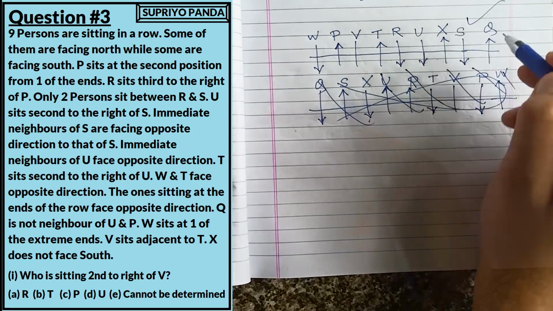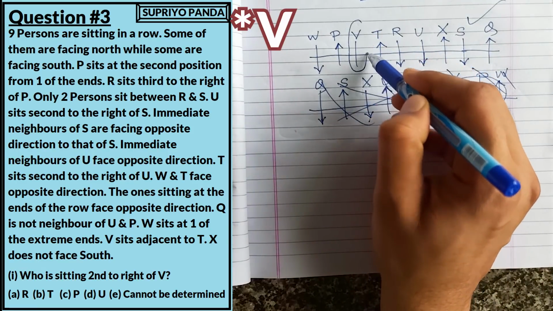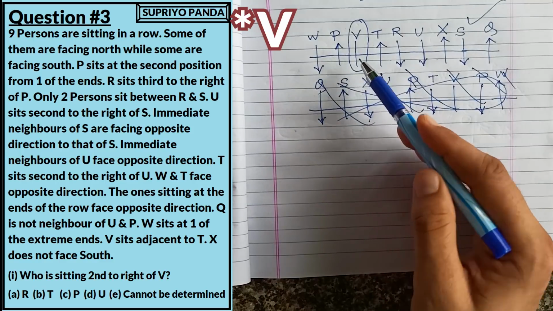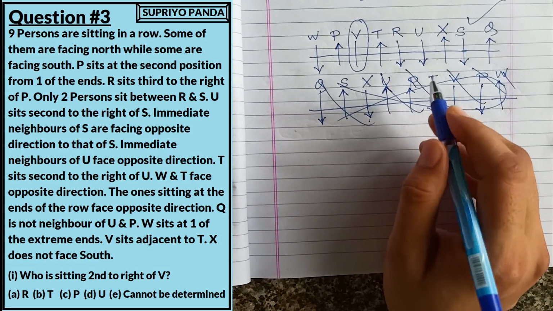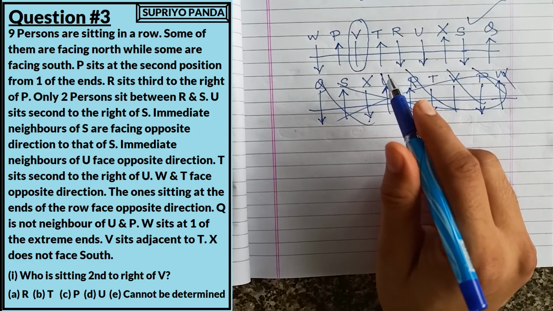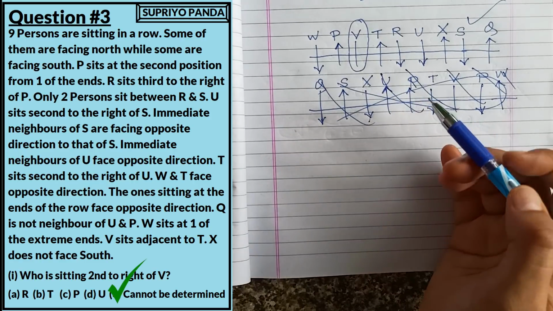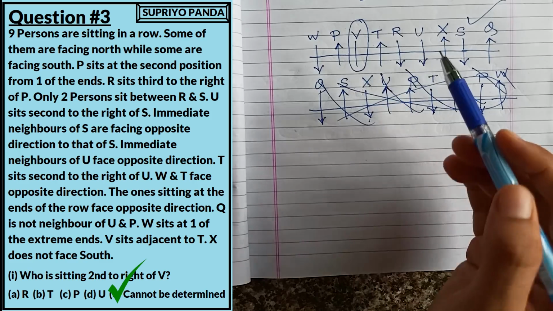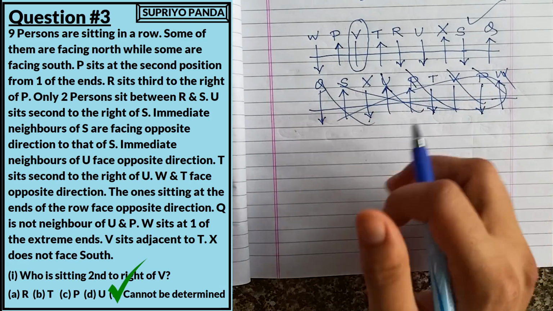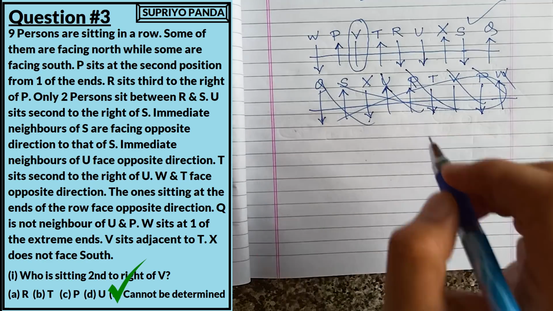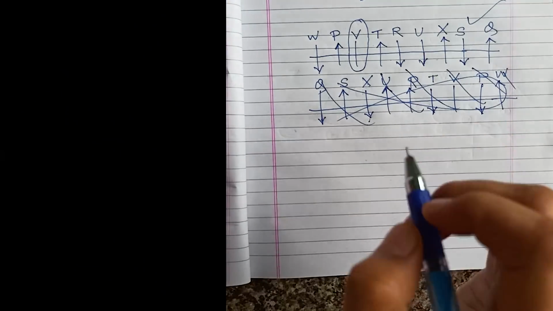The answer is here. Now remember that W, you see, we could not find out. So it was actually indefinite, the position of W. Anyhow, the answer, who is sitting second to the right of V, what is the answer to this question? It cannot be determined because V does not have any direction that we can find from the exact question. So this is how you solve these types of questions, pictorially represented, and solve it very, very fast.